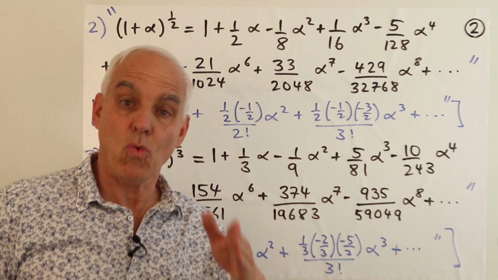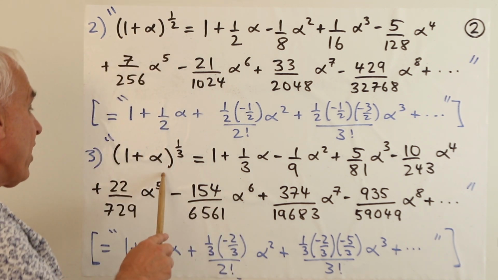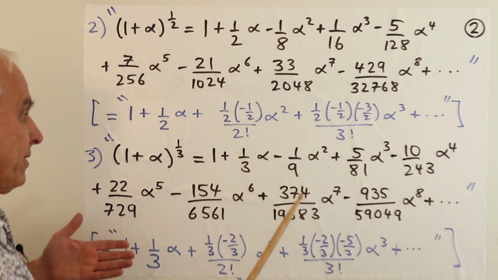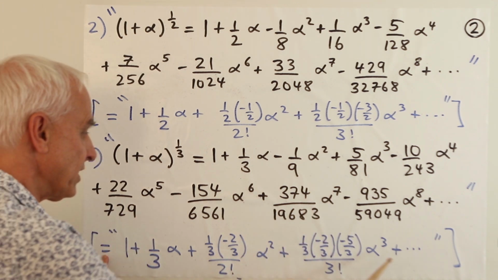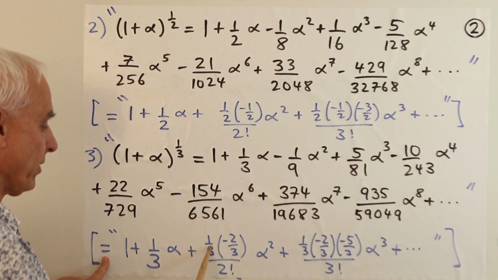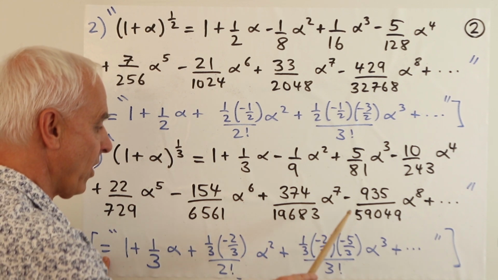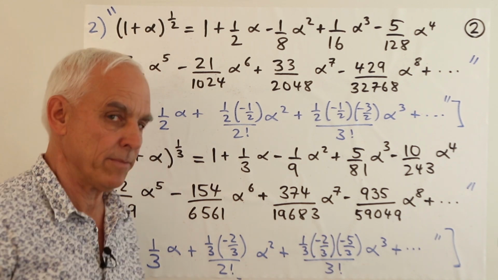Similarly, when r is equal to 1/3, then we get (1 + alpha)^(1/3) equals this series here. And that's just writing out the Newton series when r is equal to 1/3: r times (r minus 1) over 2 factorial, r times (r minus 1) times (r minus 2) over 3 factorial, and so on.